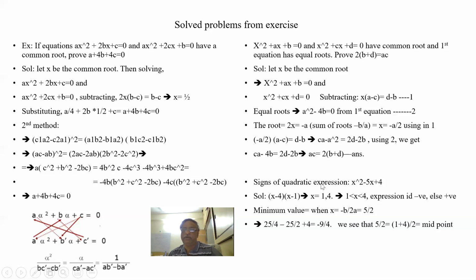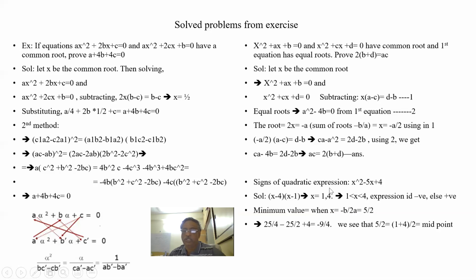Now, what is the sign of a quadratic equation? X square minus 5x plus 4. We know between 1 and 4 it is negative and beyond it is positive. Between 1 and 4 it is negative, else it is positive. And the minimum value is when x is minus b by 2a. What is minus b by 2a? 5 by 2. And if I substitute in x square minus 5x plus 4, the value is minus 9 by 4.